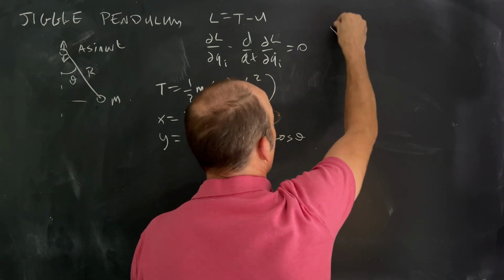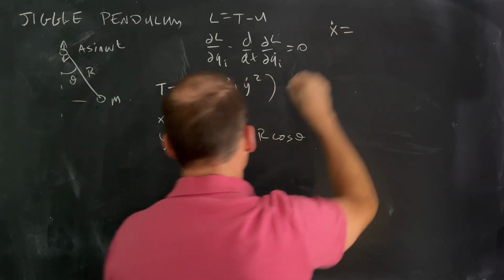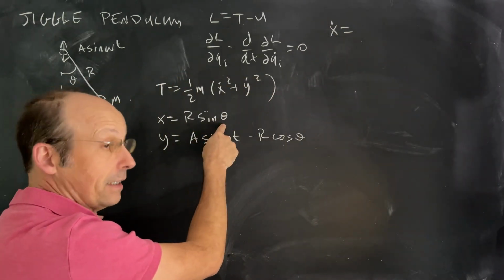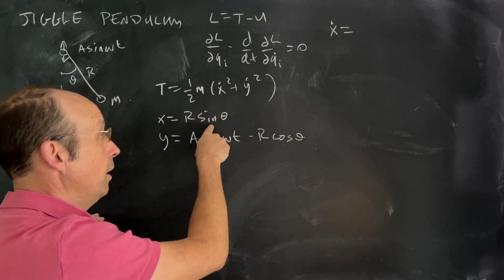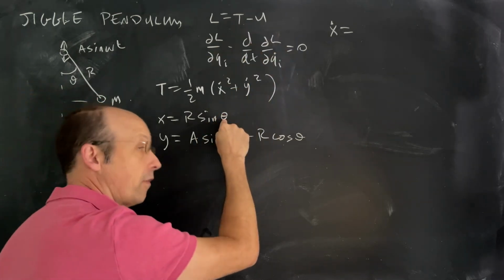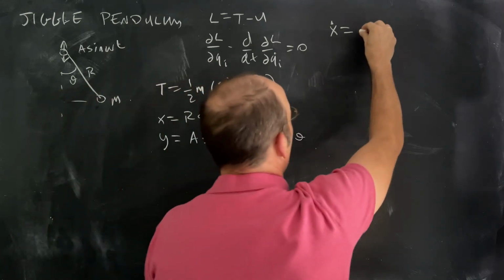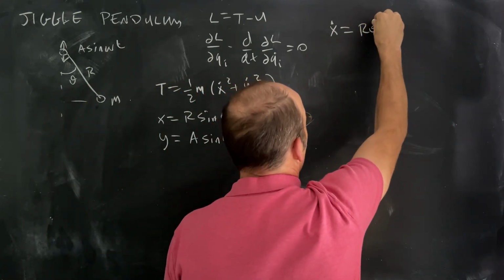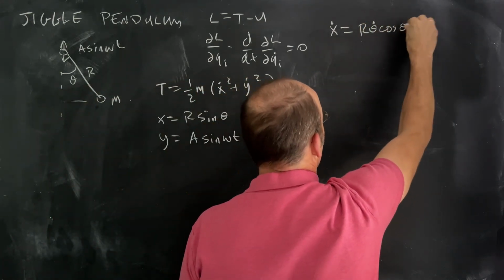I'm going to take the derivative of x. X dot is going to be equal to, r is constant, but theta is not. Theta changes with time. So I have to take the derivative of sine theta, which is cosine theta, and then I have to take the derivative of theta. So I get r theta dot cosine theta.